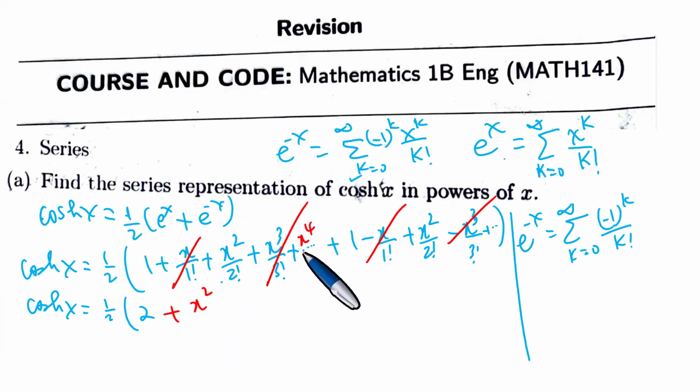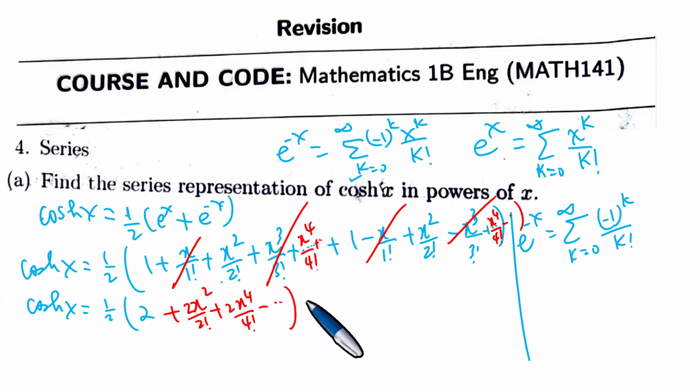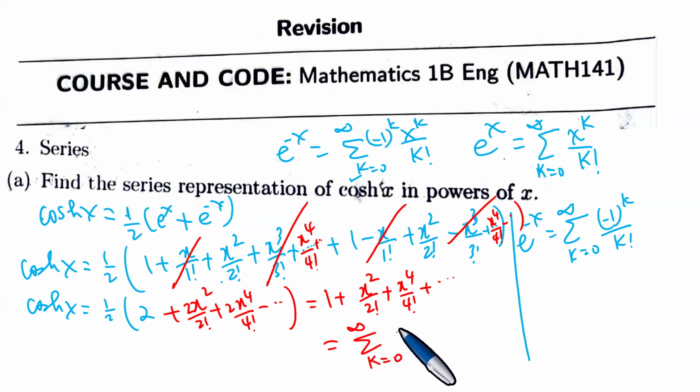Let's just add one more. x to the 4th over 4 factorial plus x to the 4th over 4 factorial, which is 2x to the 4th over 4 factorial. So in the end, you have 1 plus x squared over 2 factorial, plus x to the 4th over 4 factorial. Then you have k from 0, which is x to the power 2k. That's what we have. Okay, this one we did.